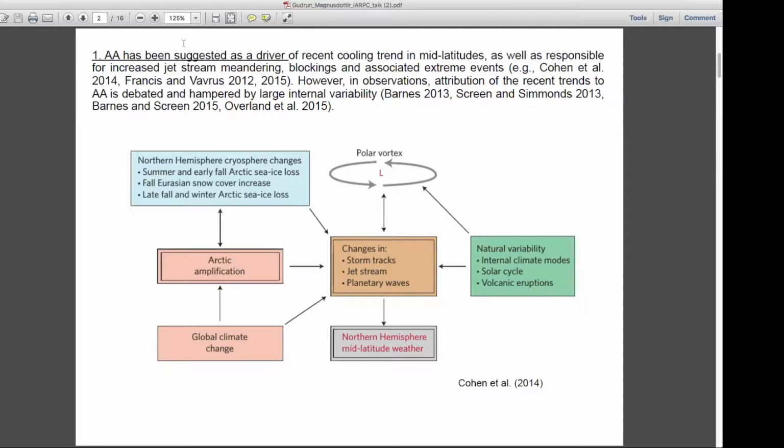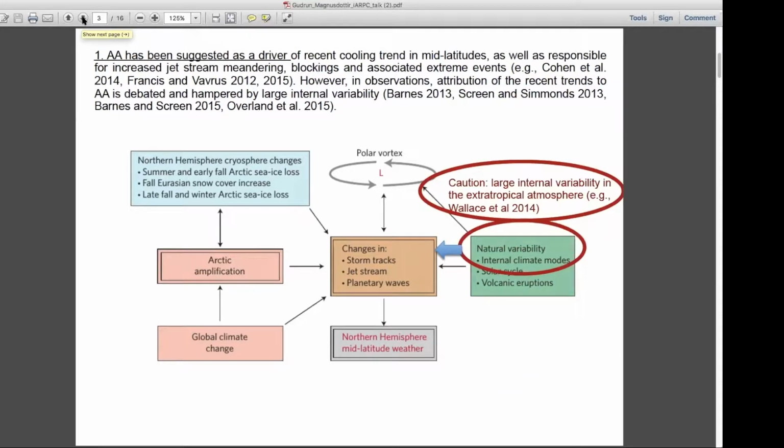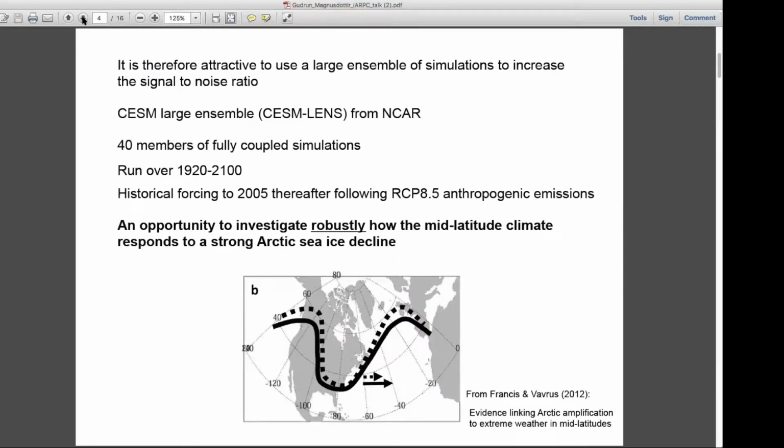Next slide, please. Internal variability is very important, as we were reminded by a comment by Wallace et al. in Science magazine in 2014. So it is very attractive, next slide please, to use a large ensemble of simulations. By averaging over the ensemble members, we can average out the stochastic noise and examine the forced signal.